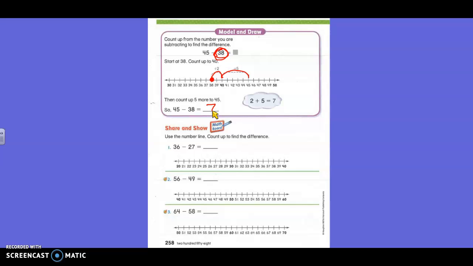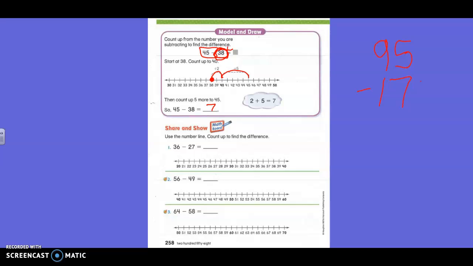Now, you're not going to do that if these numbers are way, way far apart. Like, if I had 95 minus 17, I'm not going to go 17, 18, 19, 20, 21, 22, 23, 24, 25, all the way to 95. Those are way too far apart, okay? But if they're close, like 45 and 38, then we can count up, okay? If this is too confusing, you are still welcome to stack and subtract, okay? But let's try some together, okay?